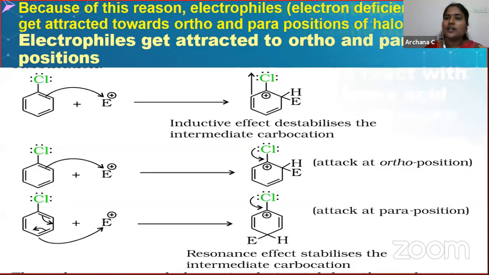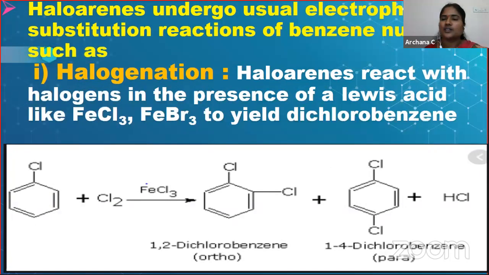Next, we will discuss what are the electrophilic substitution reactions these haloarenes undergo. The first one is halogenation, then nitration, sulphonation, Friedel-Crafts alkylation, Friedel-Crafts acylation. All these reactions come under electrophilic substitution reactions of haloarenes. We will discuss one by one.